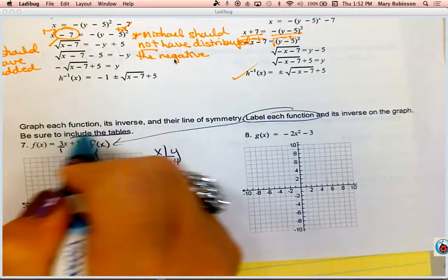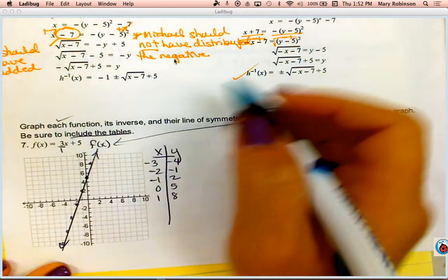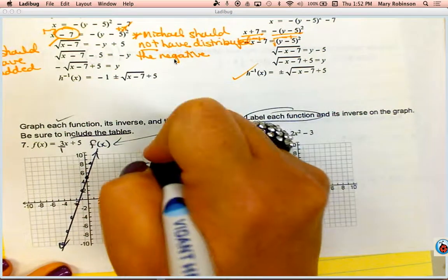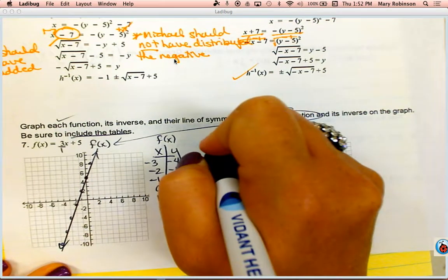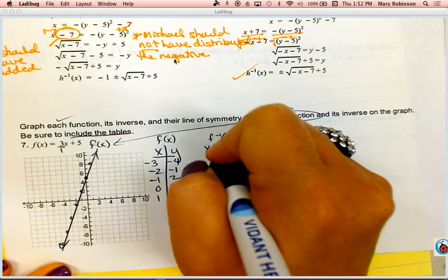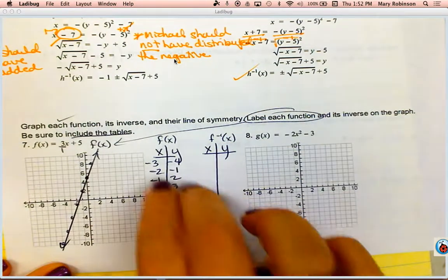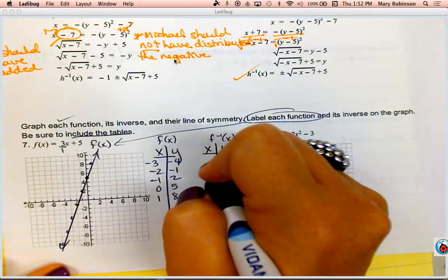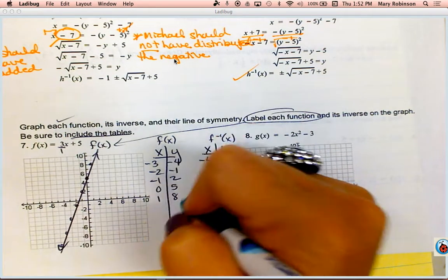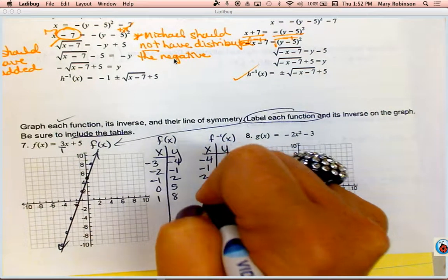It says, so I've graphed each function, now I need to find its inverse. So I'm going to put up here f of x and f inverse of x. And what we should know is that if we can create a table of values, I can switch those ordered pairs around. So I'm going to take my y list and rewrite it as my x list.